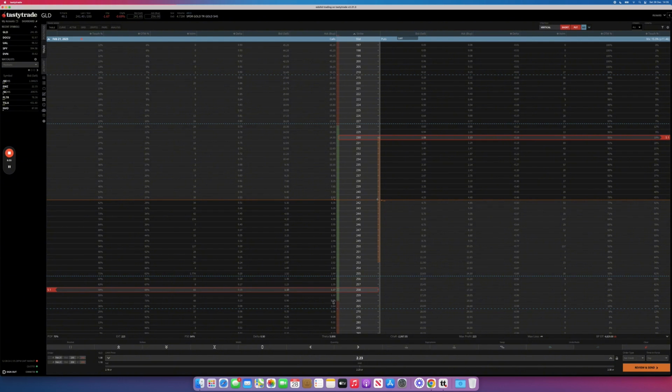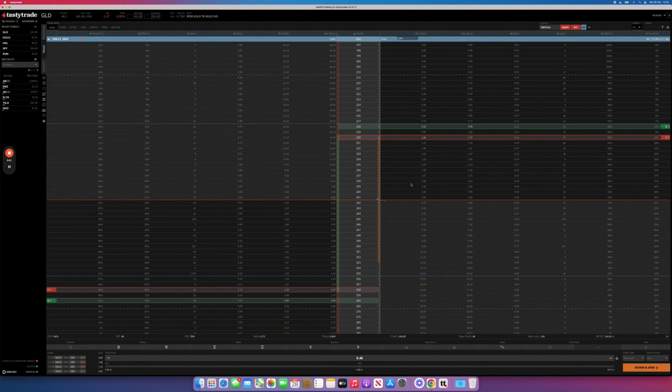So let's just say we take $2, right? We go $2 wide, so 1 and 2. So we buy the 260 strike and we sell the 258 strike. Now we can do the same thing on the put side, 1, 2. And we buy the 228 and sell the 230. So what we've done is we've created a $2 wide spread on either side.